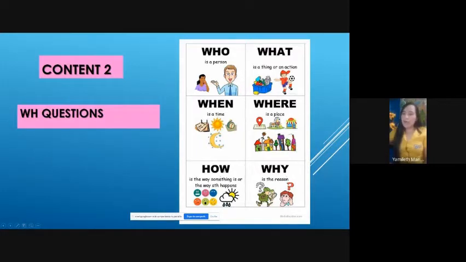I didn't mention how because this is not a WH question. But you use how to ask questions too. In this case, how is the way something is or the way something happens. I'm going to explain again. This is not a WH question, but you use this word to ask questions. For example, how many students are in your class? How many apples do you have? In this way, you are going to ask questions using how.